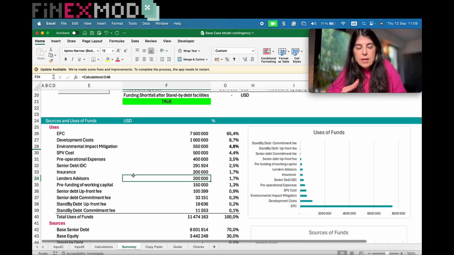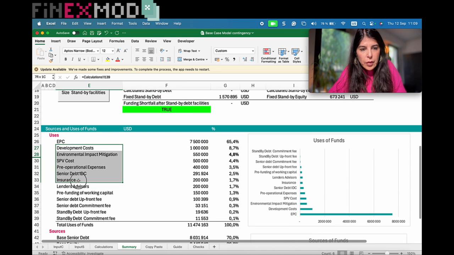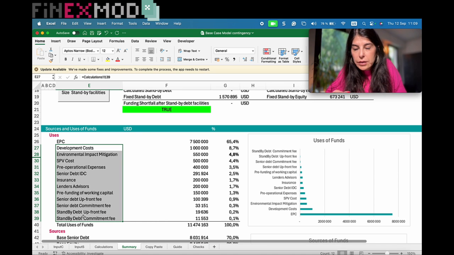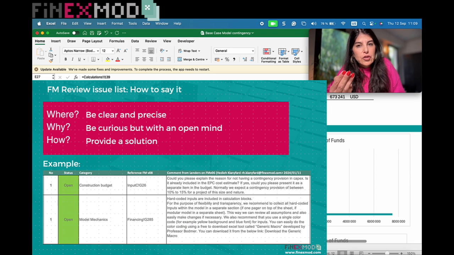But I have come across models when I review that I did not see the contingency provision in the budget. So when I look at the breakdown of the total project cost, I do not see the contingency provision. Of course, I will double check in the model as well to see whether I can find what is included under contingency in the budget. But if I don't see it, and it has happened to me, I always go back to my 3-step method of asking questions when it comes to reviewing someone else's model.